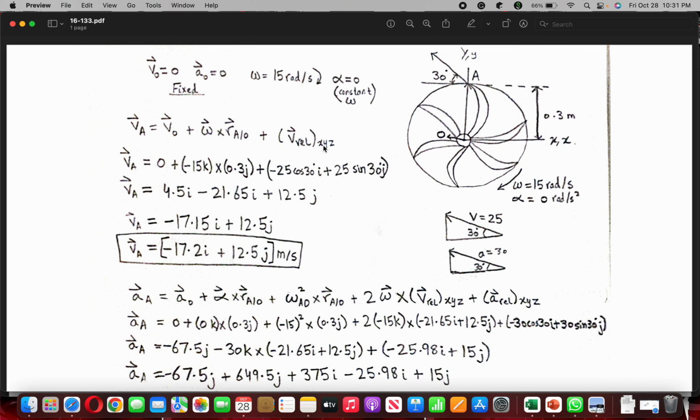Then V relative XYZ is already given in the question as 25, in the direction of AB, which is at 30 degrees. We draw a right angle triangle in which the hypotenuse is 25 and break it into components: minus 25 cos 30 i, minus because the horizontal direction goes towards the left, and plus 25 sin 30 j in the positive y direction because it is moving upwards. Then we put in the values and use the cross product: k cross j is minus i, and the two minuses cancel, so it becomes 4.5i minus 21.65i plus 12.5j. Then we add them and get the velocity in terms of its i and j components.